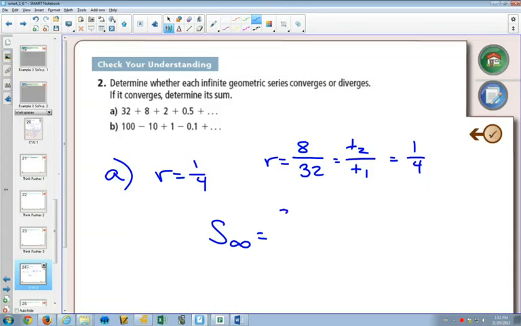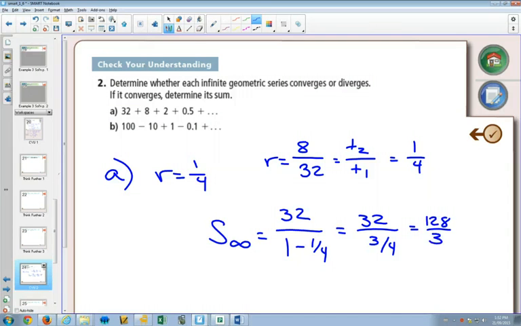Term 1 is 32, over 1 minus 1/4, which is 32 divided by 3/4, which is 128 over 3. And as a decimal, that is 42.6 repeated.